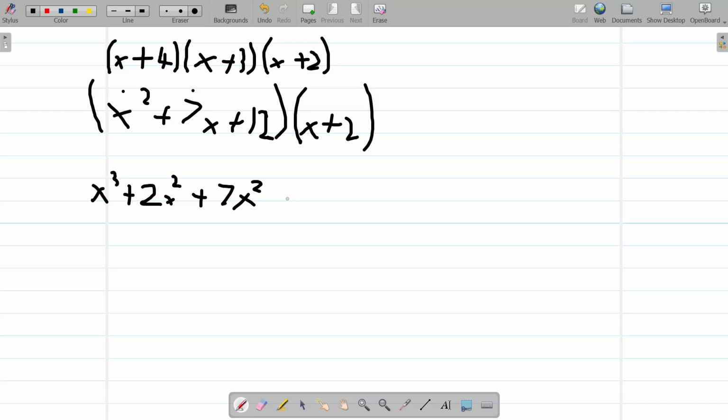7x times 2 will be 14x. And then finally move on to the 12 term here. So it would be 12 times x, which would be 12x. And 12 times 2, which would be 24 at the end.